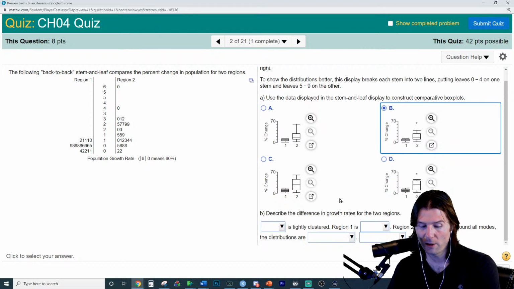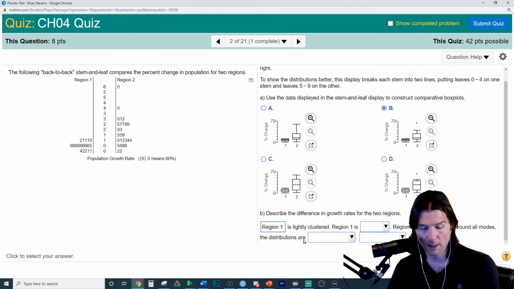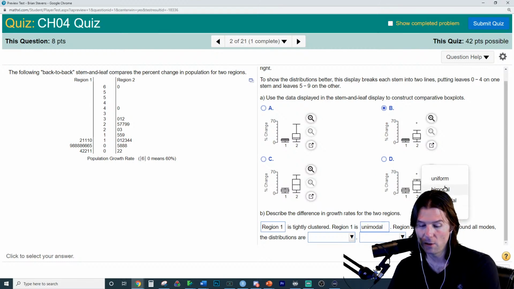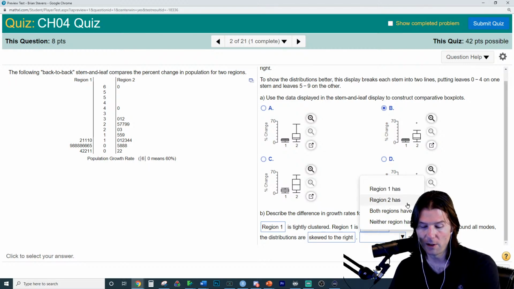We get to a tricky question now. It's going to say this is bimodal, I believe. So region 1 is tightly clustered. Region 1 is unimodal. Don't do uniform right here. Region 2 is bimodal. Around all modes, they are a little skewed to the right. They've got kind of this right flow to them. And region 2 has an outlier.